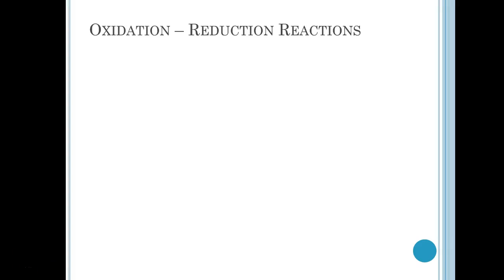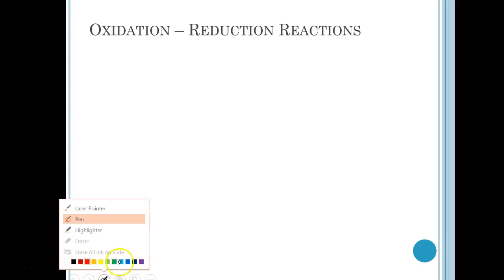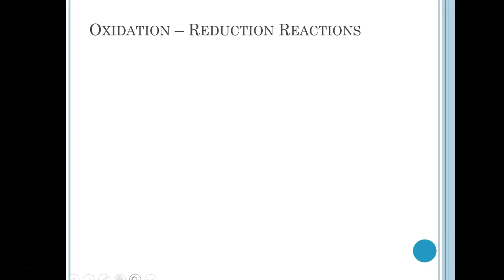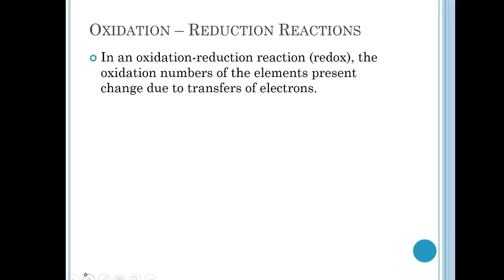Okay, so now we're going to take what we've learned about oxidation numbers and put them together in some information about reactions that are redox reactions and what happens in a redox reaction. In a redox reaction, the oxidation numbers of the elements that are present are going to change because they're transferring electrons.